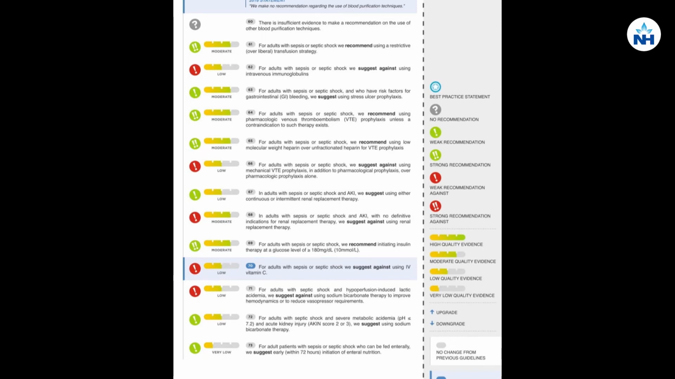So regarding adjuvant therapy, the new changes: for adult sepsis and septic shock, we suggest against using polymyxin B hemoperfusion. Earlier there was no recommendation regarding this. And for adult sepsis and septic shock, we suggest against using vitamin C.